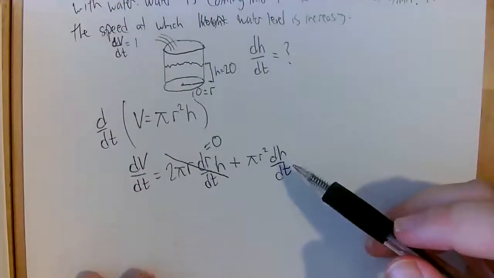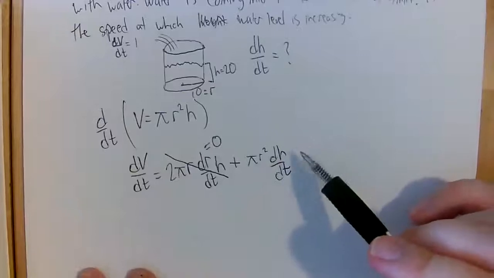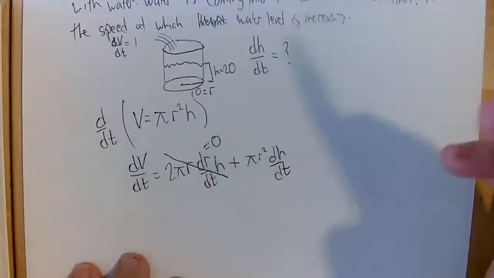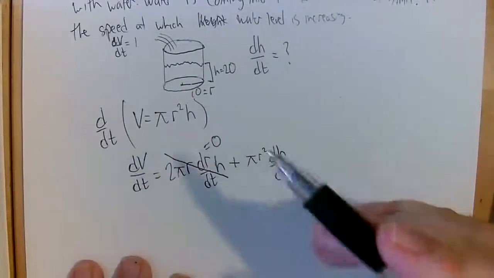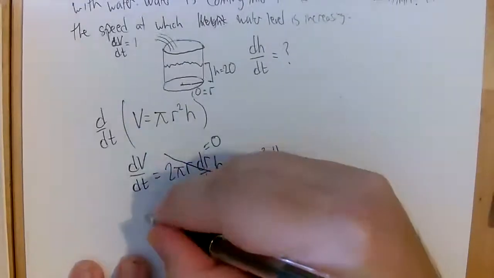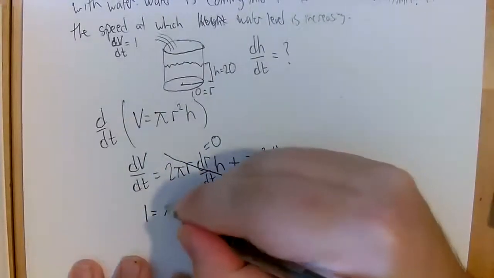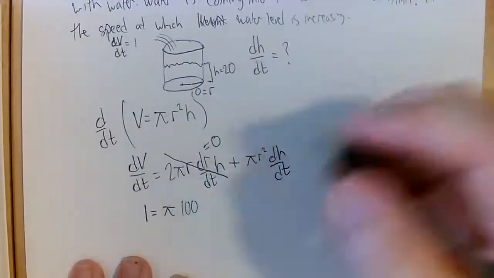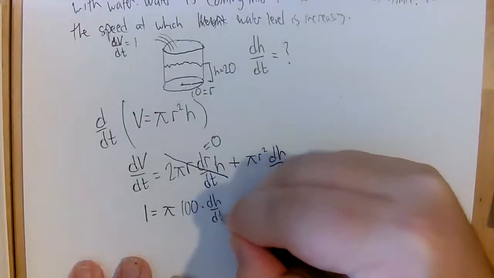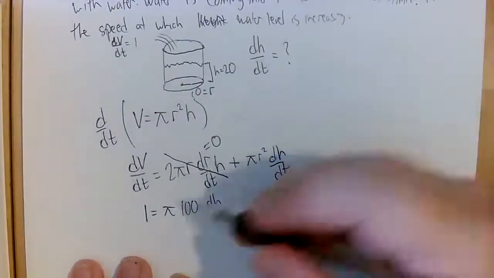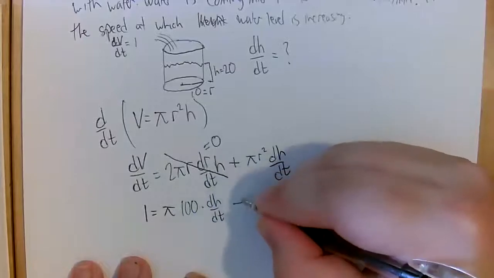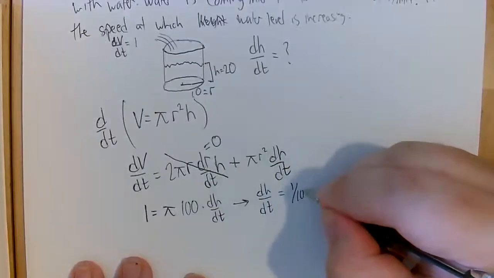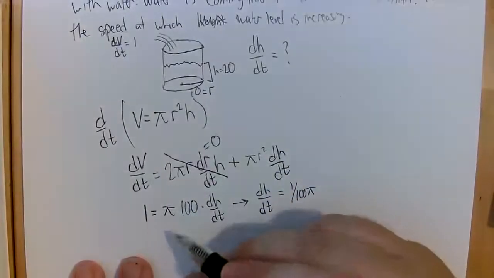All right, now that we've done the derivative, we can safely plug in all of our numbers. Because if we had plugged in numbers before taking the derivative, we would have gotten this being 0, and that's definitely not true. So dV/dt is 1, and then we have pi. Now r is 10, so r squared will be 100. And then we have dH/dt, which is what we're solving for. Then I'm going to divide by this constant, giving me my solution: dH/dt is 1 over 100 pi.